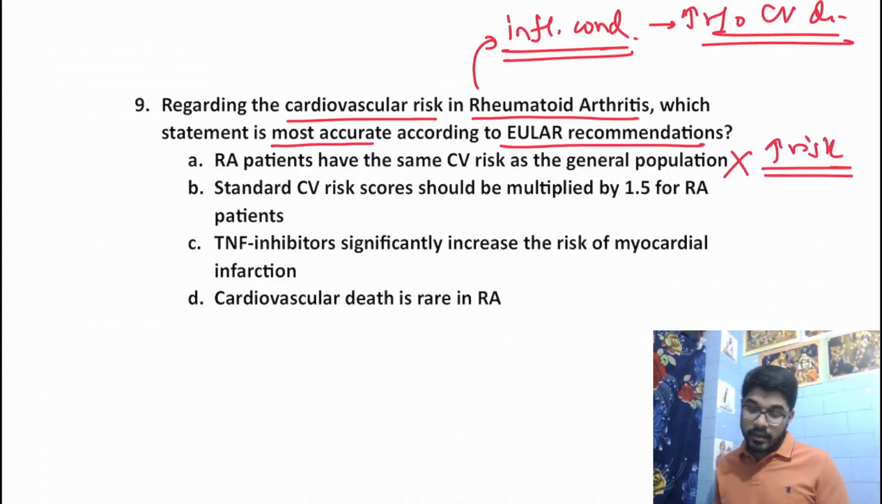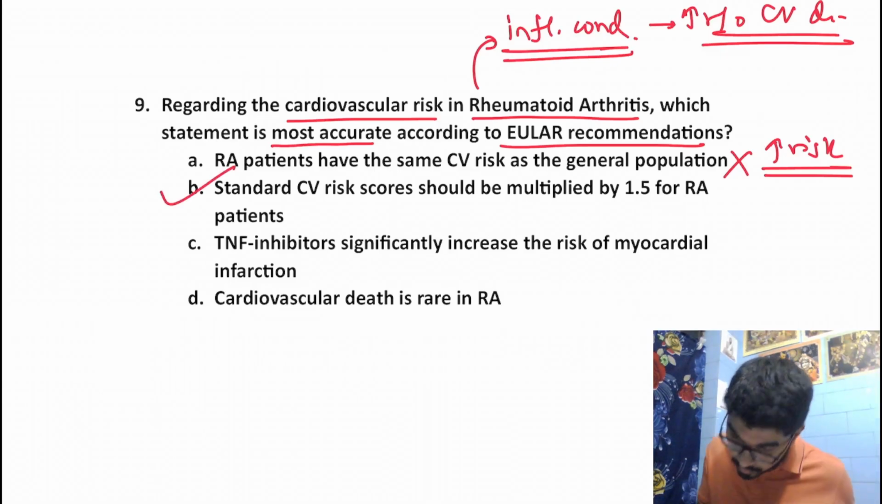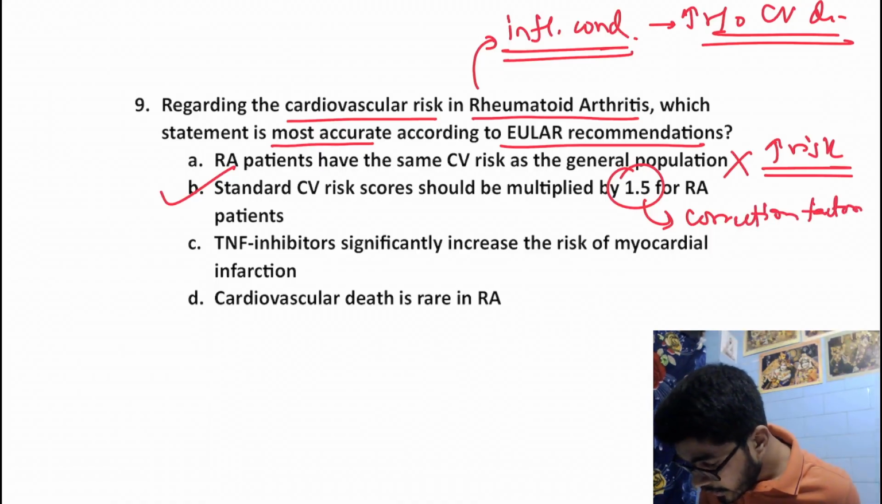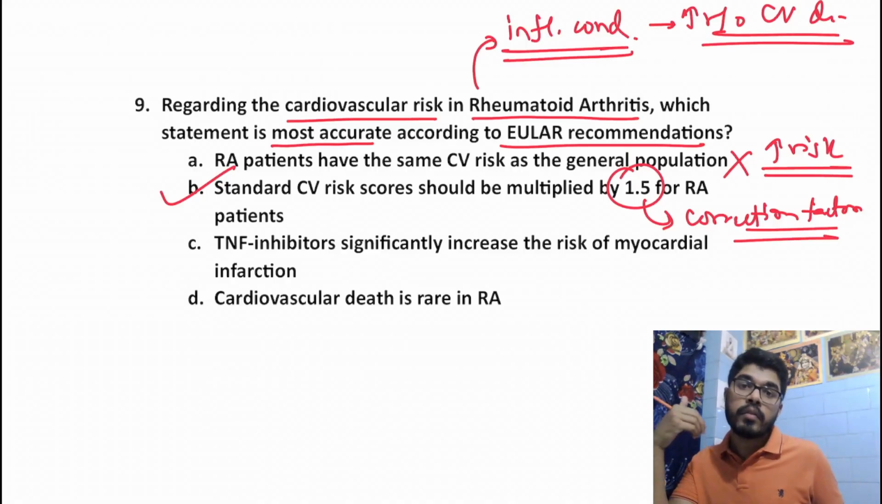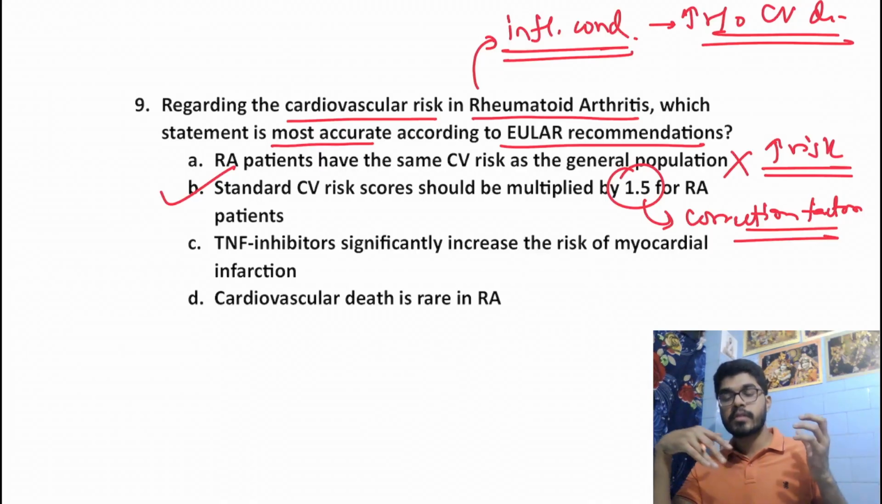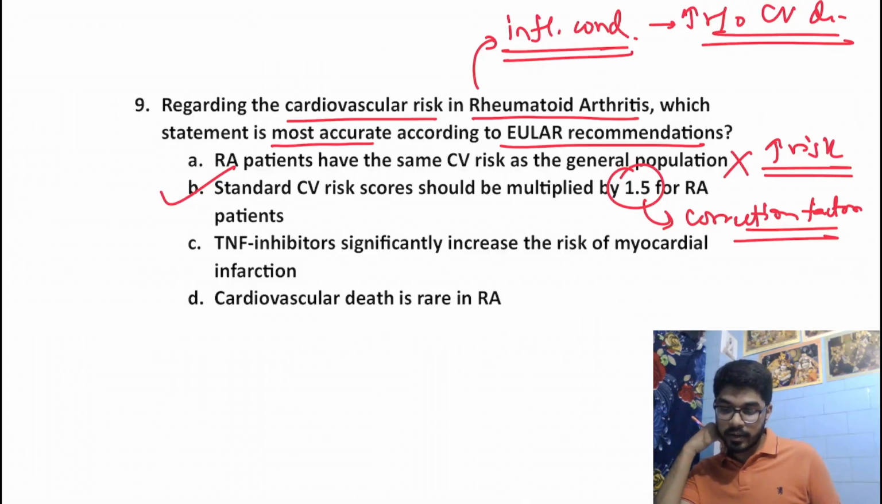Standard cardiovascular risk scores should be multiplied by 1.5 for RA patients. Yes, this is the true statement. This 1.5 is actually the correction factor, because we all know that there is an increased risk of cardiovascular diseases. Rheumatoid arthritis increases the severity of cardiovascular diseases. That's why we need a correction factor. If the normal cardiovascular risk score is something, we would just multiply it by 1.5 to show that rheumatoid arthritis does have some role in increasing the severity.